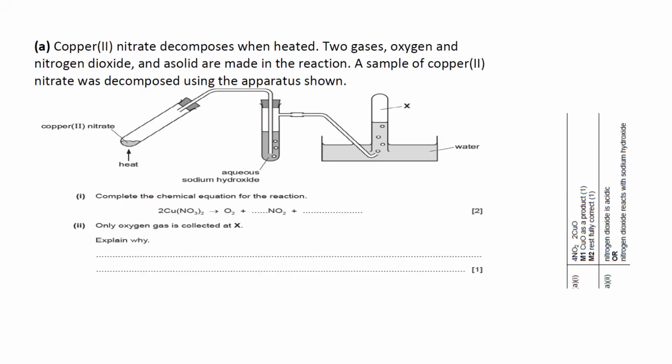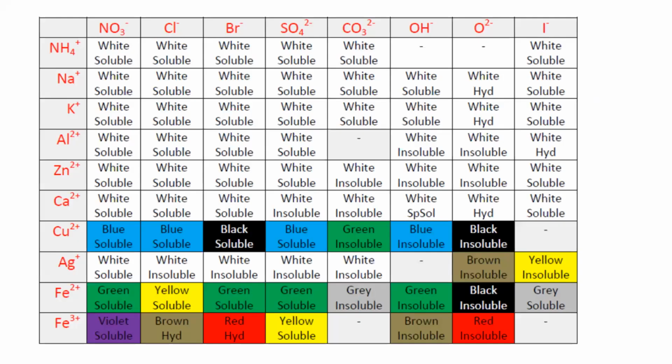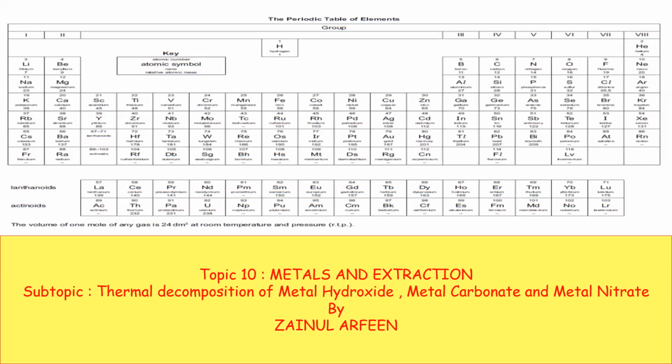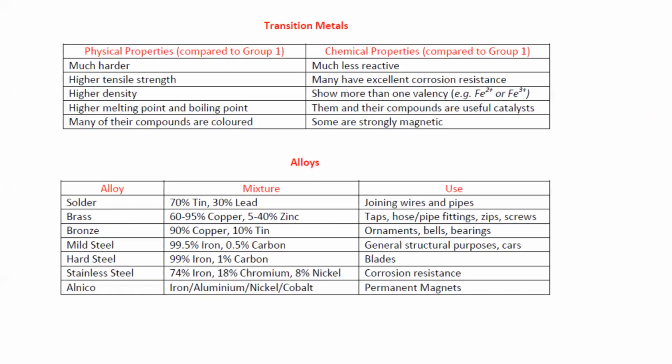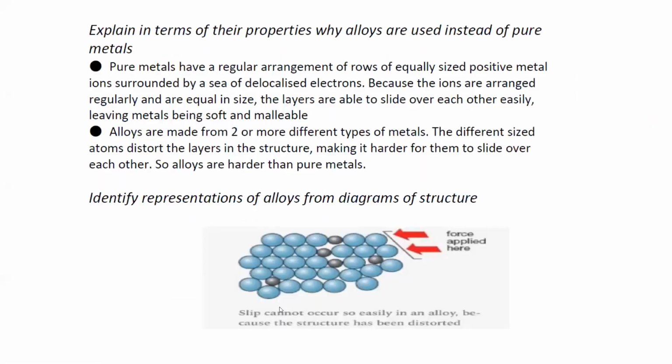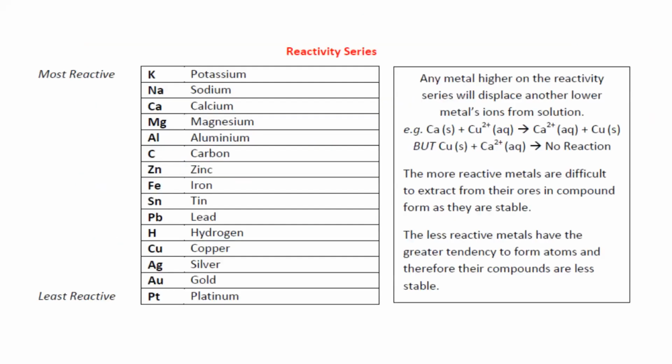So this was about thermal decomposition. In the next session we will do extraction, like how we can obtain these metals from their compounds. So today we started a new topic which is about metals, chapter 10, and we discussed some properties of metals and their reaction with acid, alkali and water.